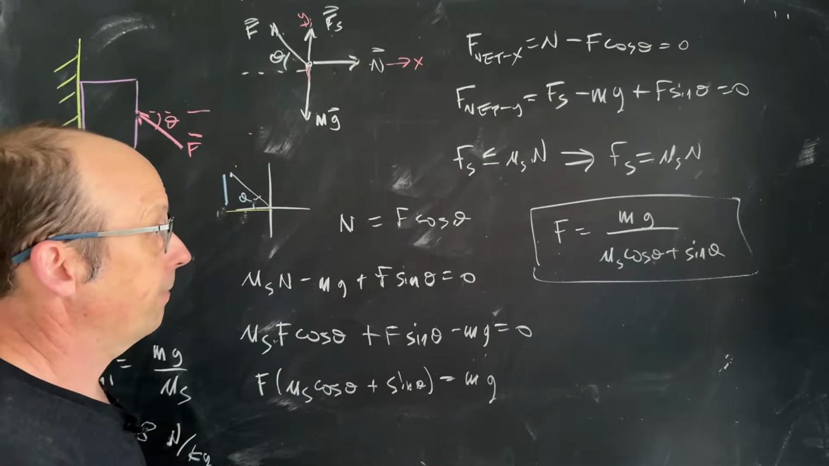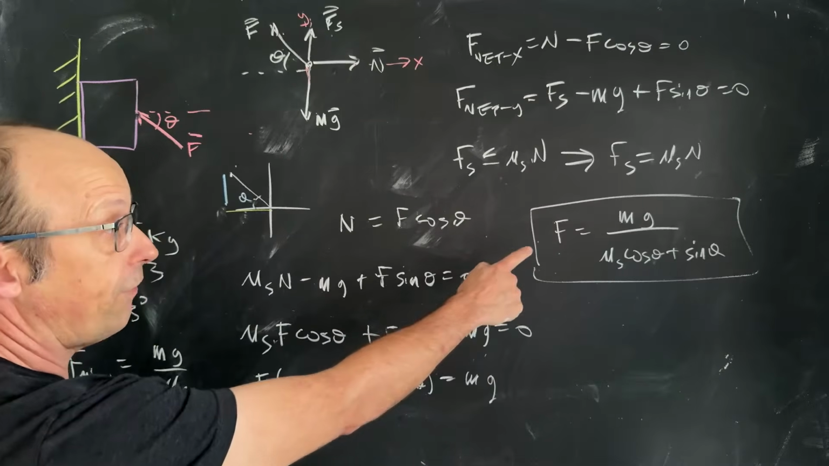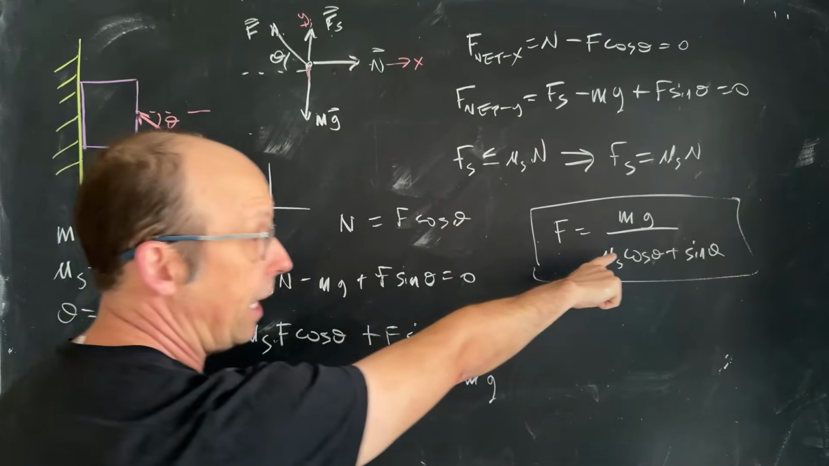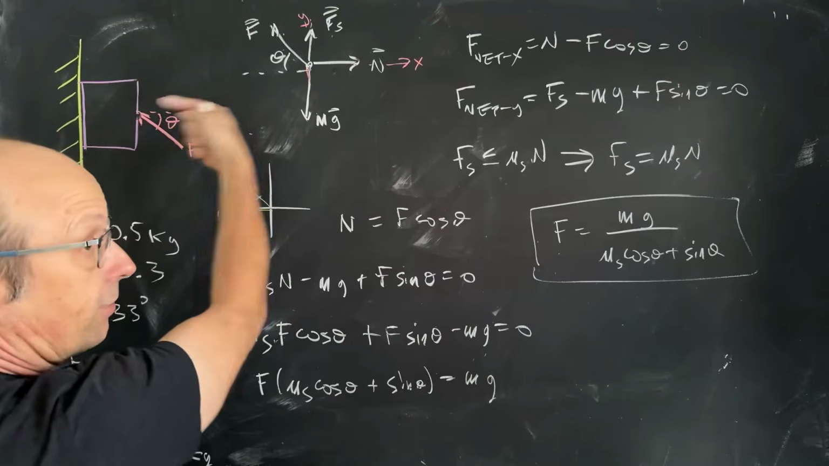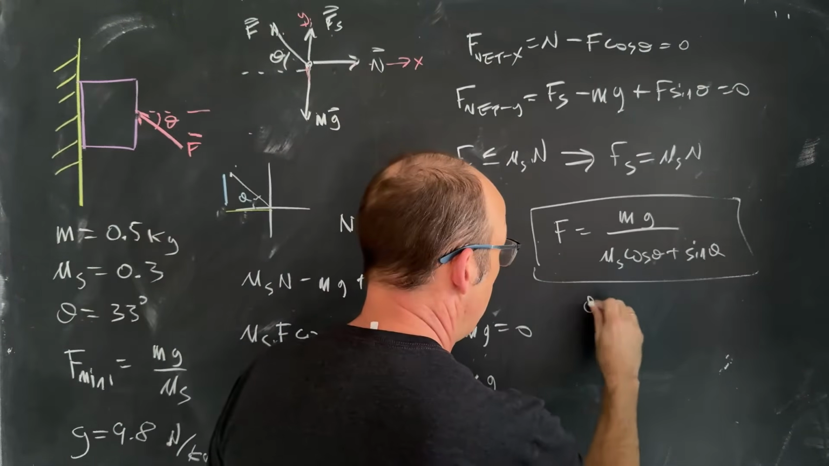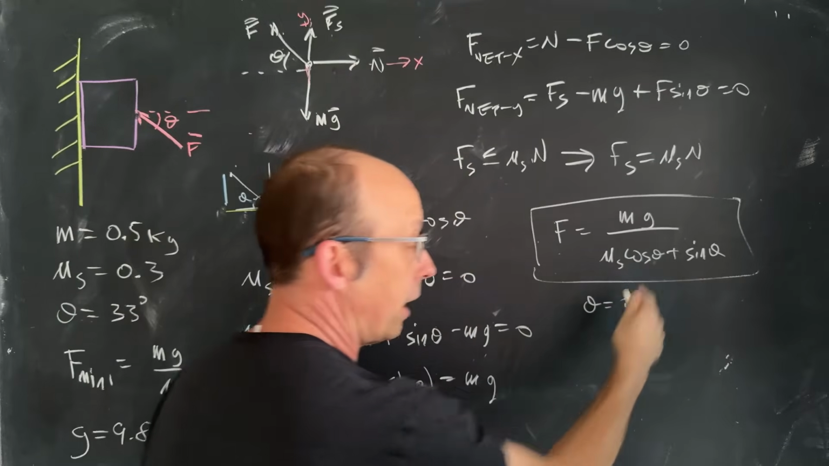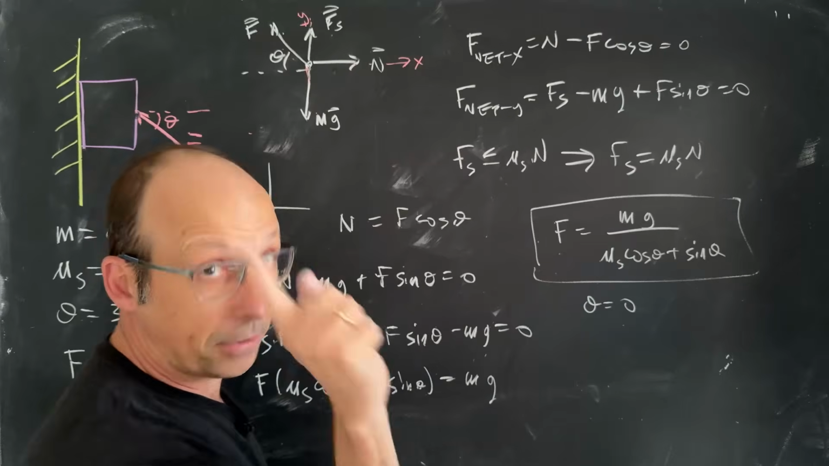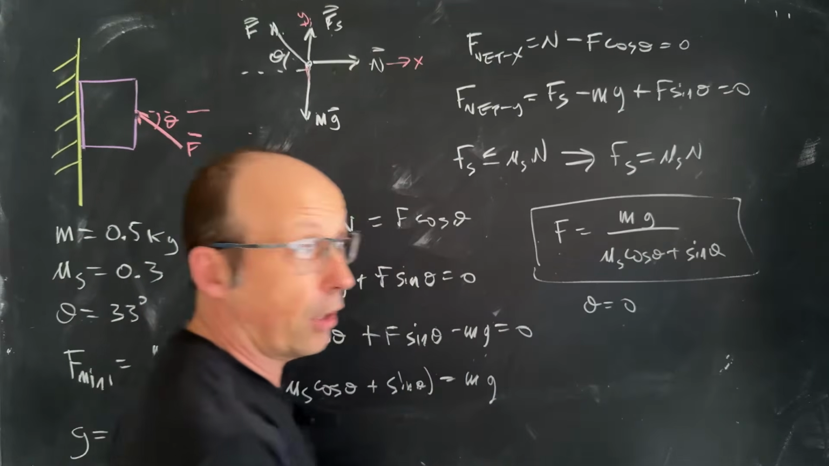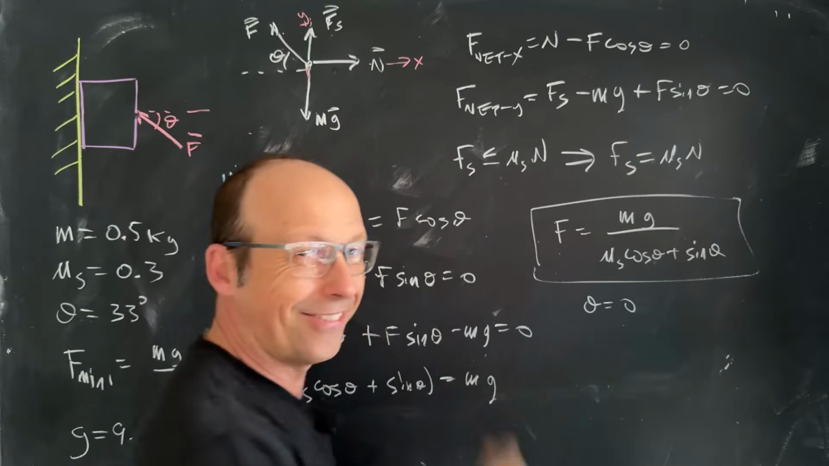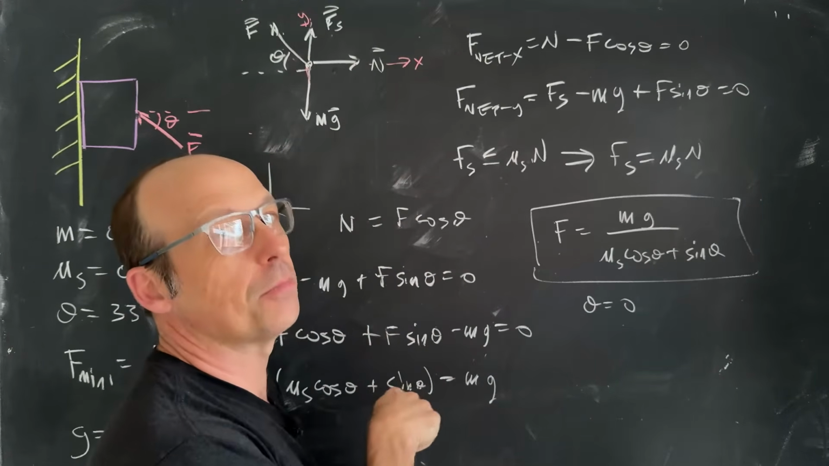Now let's check something else. Let's check what would happen if I push at an angle of 0 degrees. What if I set theta to 0? Then I go back to the case where I'm pushing straight into the wall. If I put in theta equals 0, cosine of 0 degrees is 1. Sine of 0 is 0.